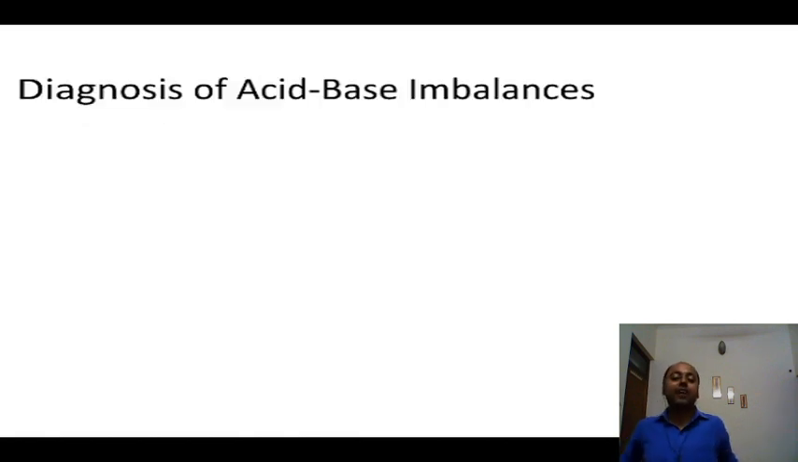So, how do you diagnose the acid base imbalance? Here, you have to diagnose two things. Number one, what is the type of acid base imbalance? Acidosis, alkalosis, respiratory, metabolic. And second, whether the compensation is there or not. If it is there, what is the type of compensation?